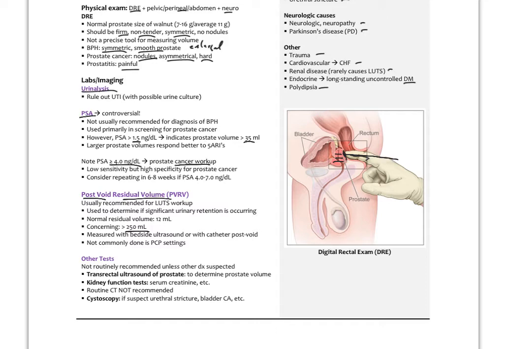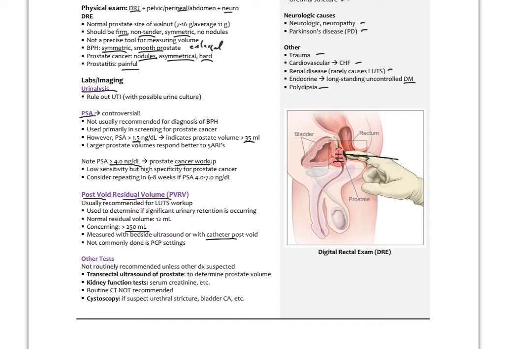And that's done with, again, bedside ultrasound, or you can have a man urinate and then immediately after put a catheter in, and then collect how much urine comes out. And that can measure the post-void volume. So this is something that's recommended for any patient you suspect has BPH. However, it's going to usually need referral to a specialist to kind of evaluate this.